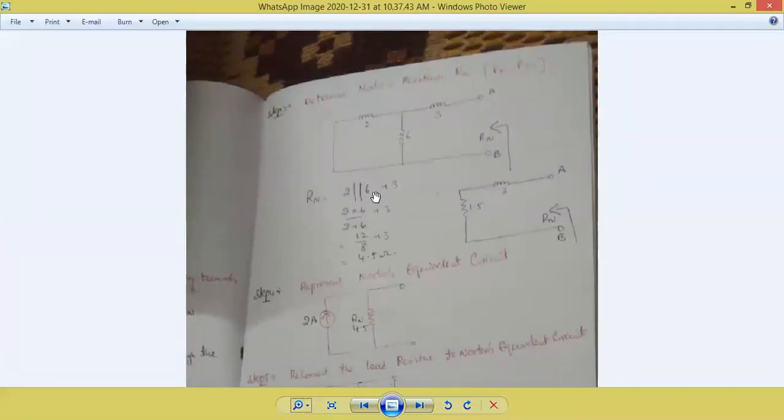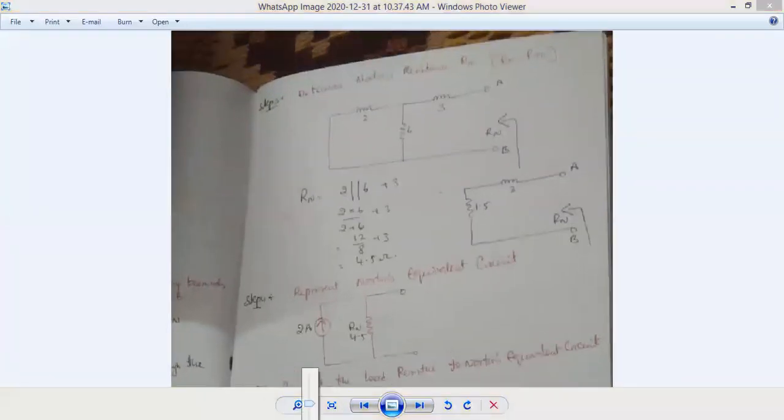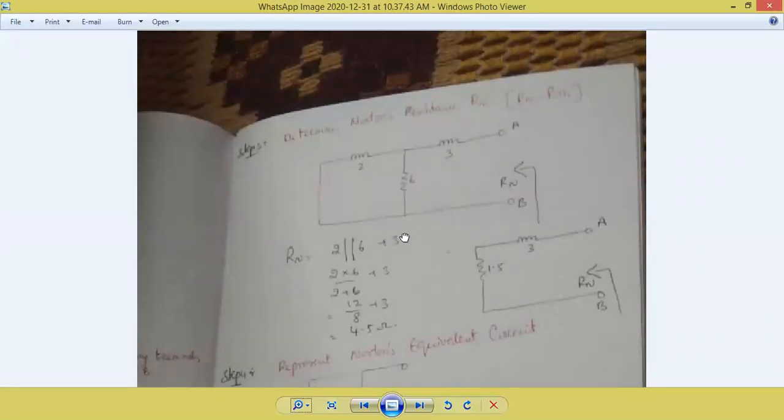Yes. Now the new image is available on the screen. Okay. Now all the students, step 3 is what? Determine Norton's resistance. And what is there in the bracket? Norton's resistance Rn is equal to Thevenin's resistance.